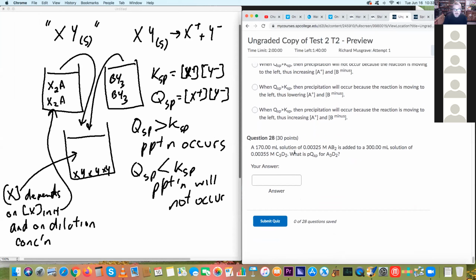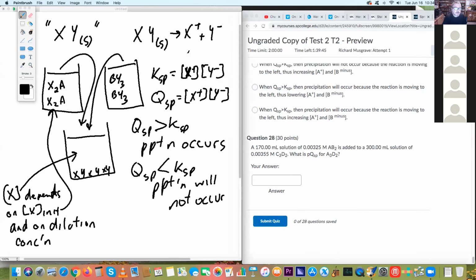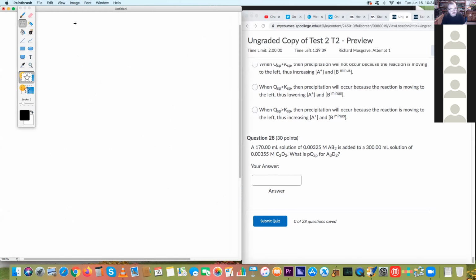But what I want to focus on here was 28, which goes through the whole mechanics of being able to determine whether or not precipitation occurs. So what I'll do, I don't want to delete all of this, just some of it, but I might have to delete all of it. Yeah, I'll delete all of it. I'll do a couple of new diagrams for this one.